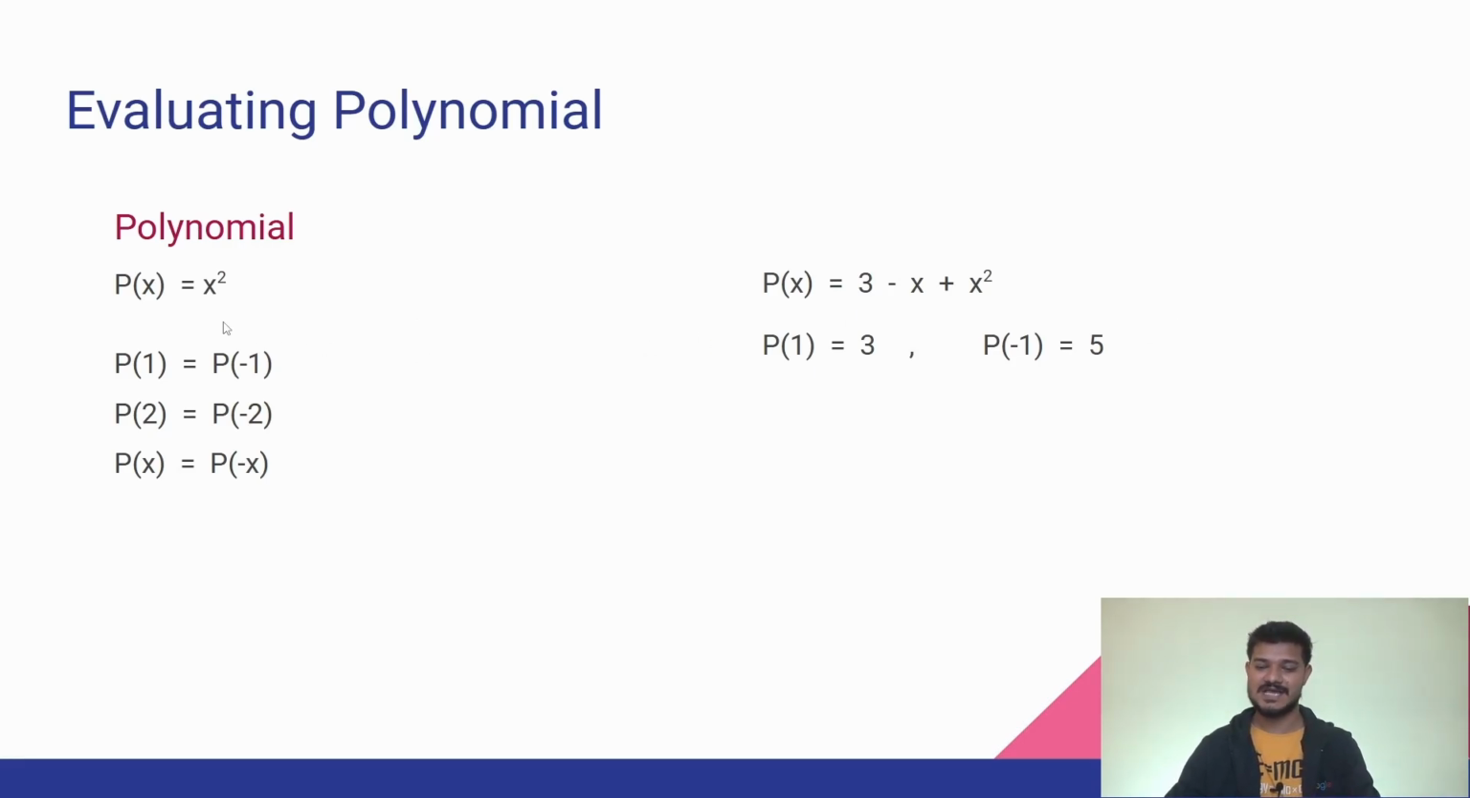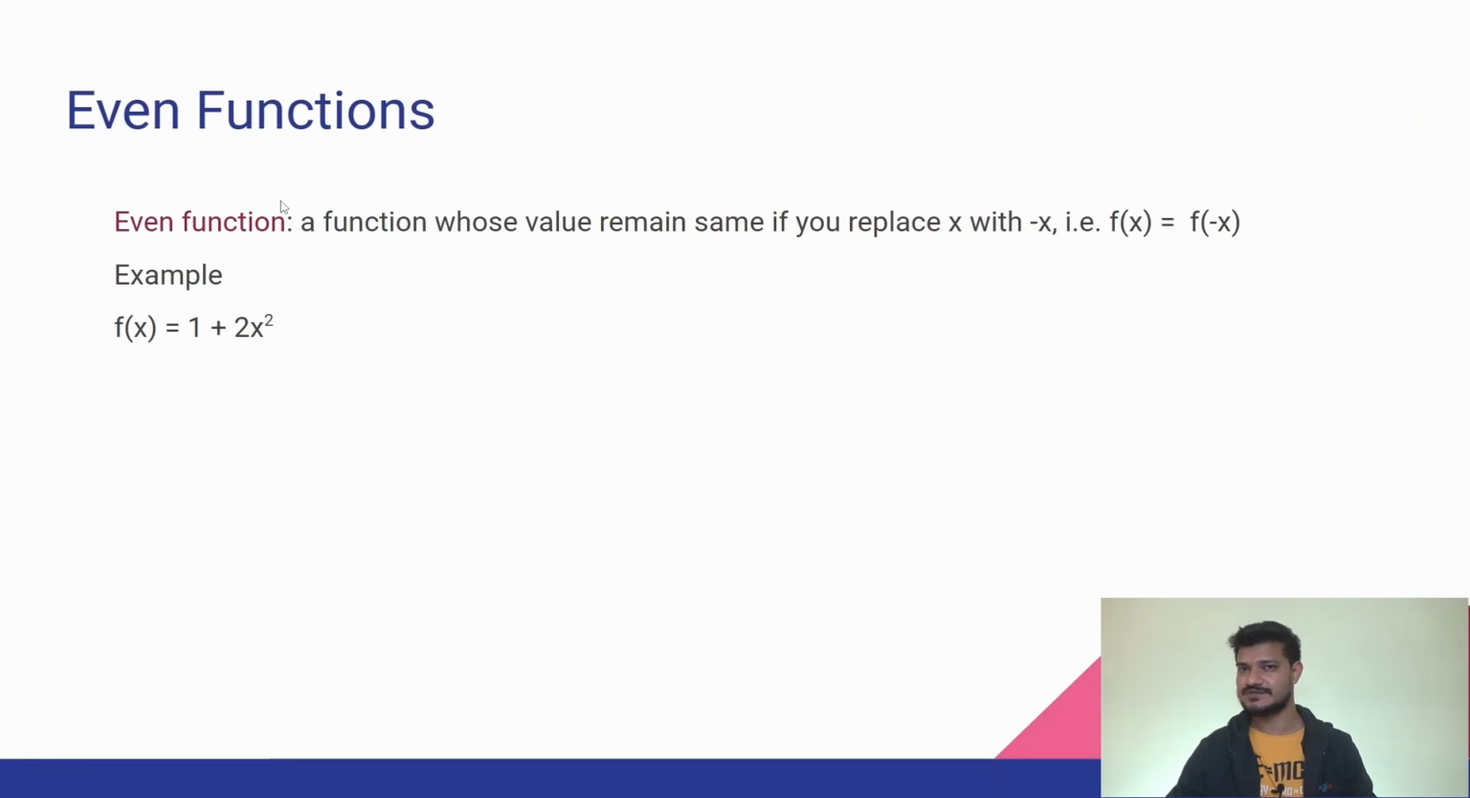Well, because x square is something called an even function, right? So what is an even function? An even function is a function whose value remains the same if you replace x with minus x. That means f(x) equals f(minus x). For example, 1 plus 2x squared is an even function. No matter whether you evaluate it on 1 or minus 1, the value would not change.